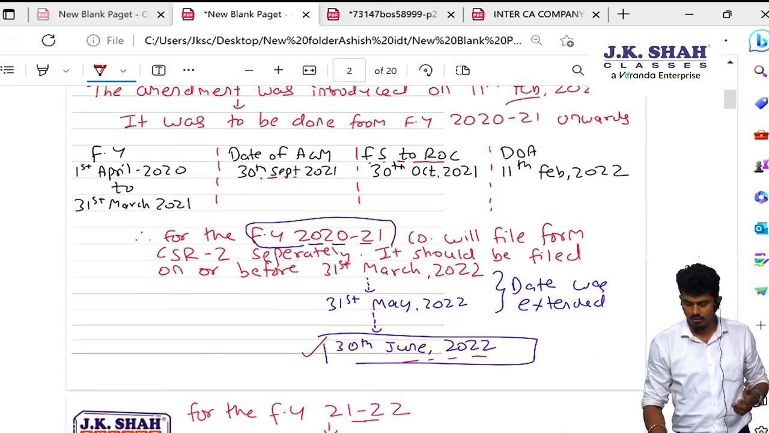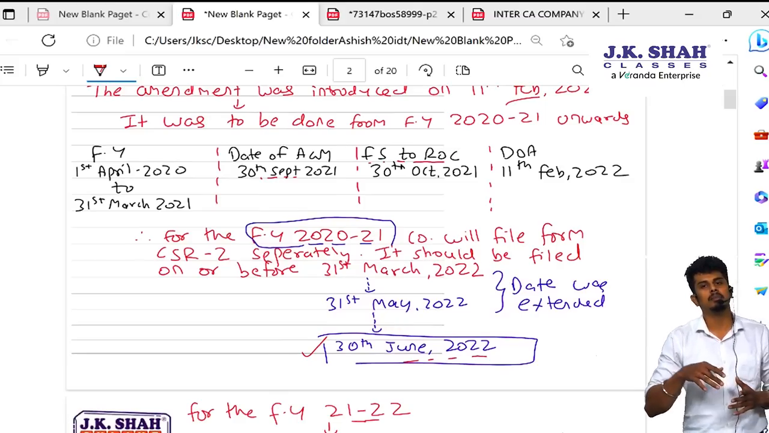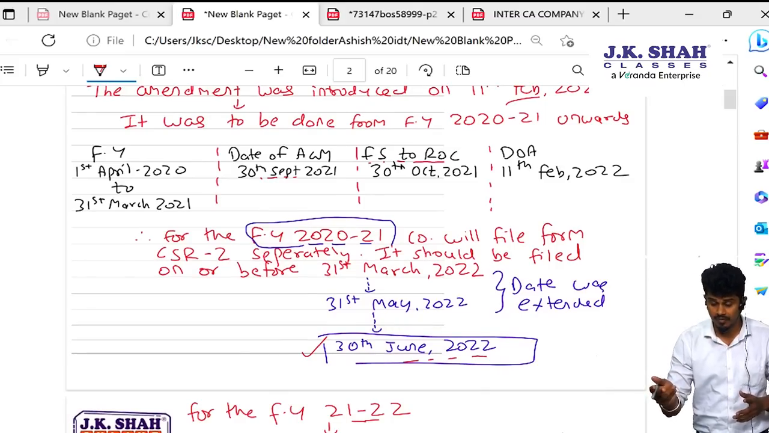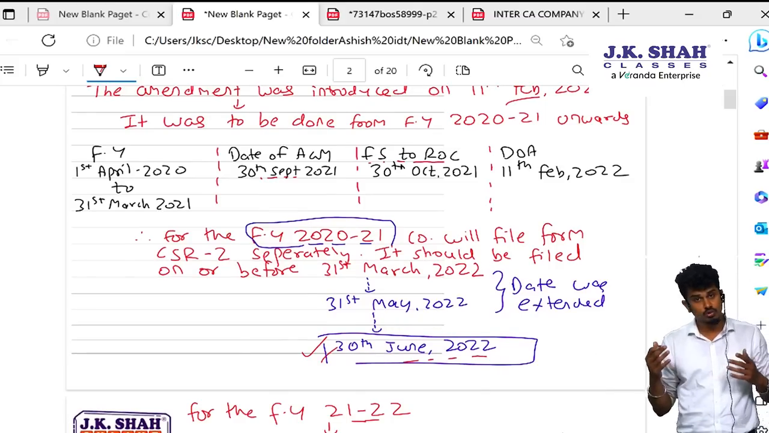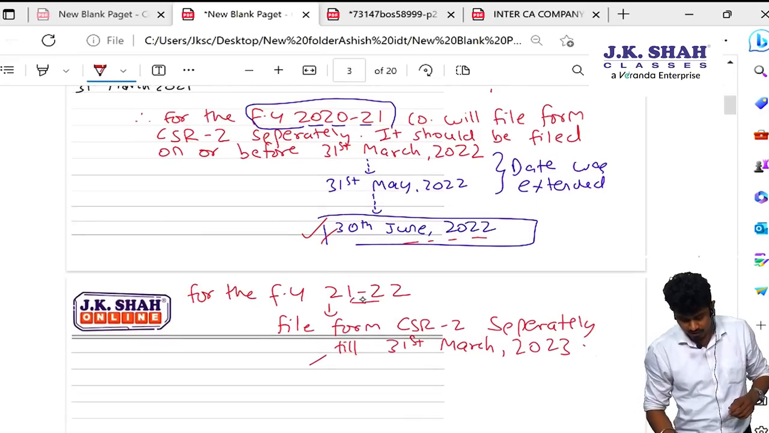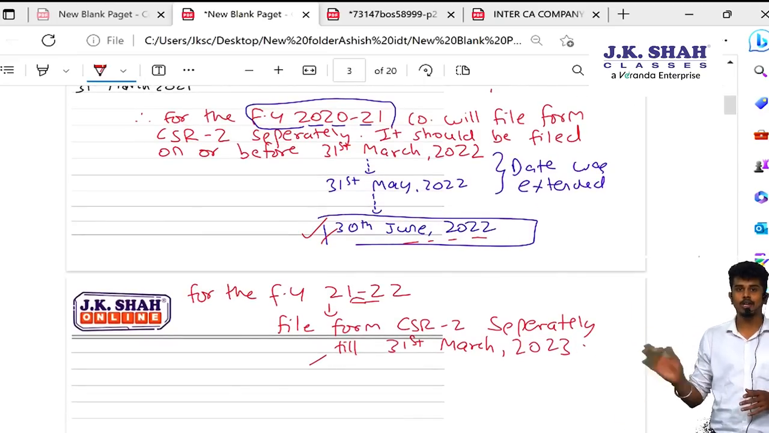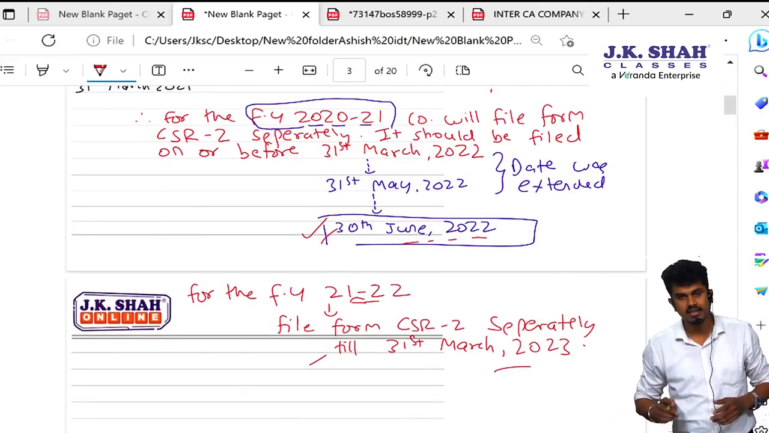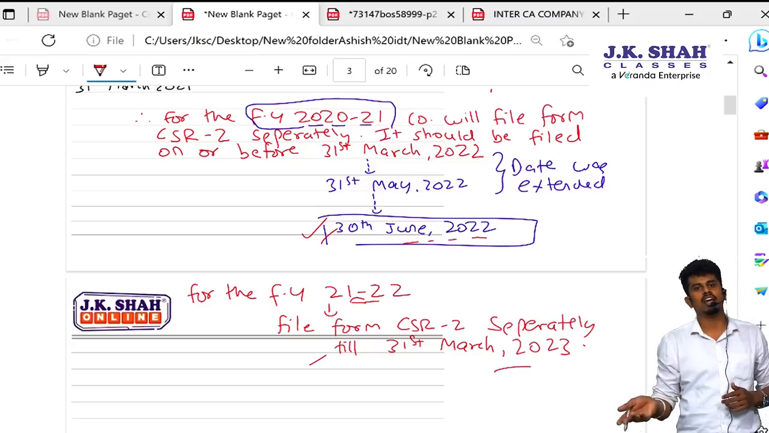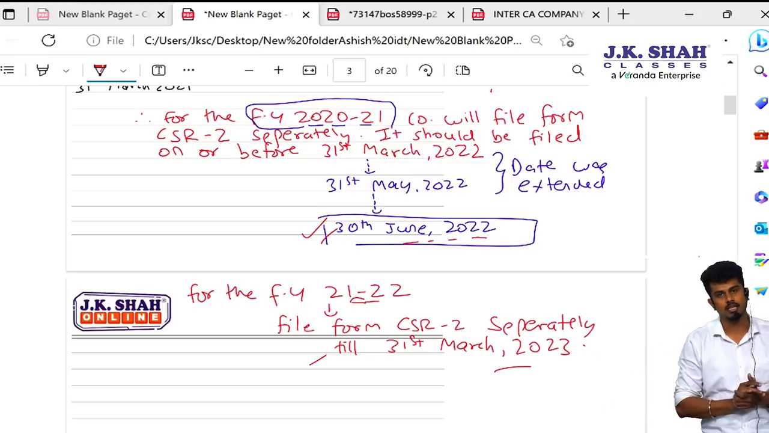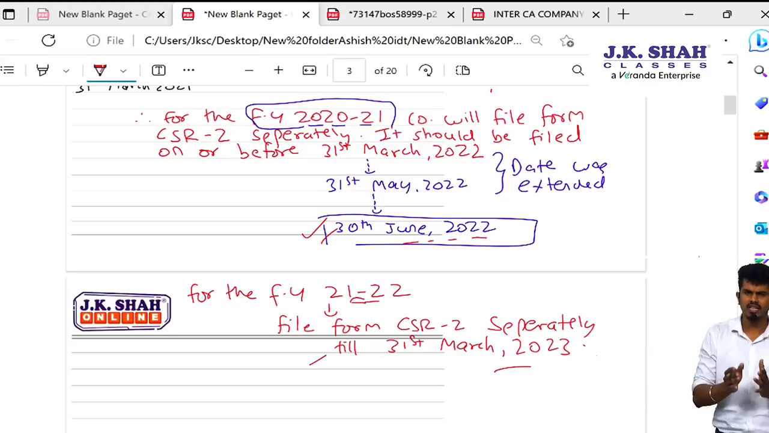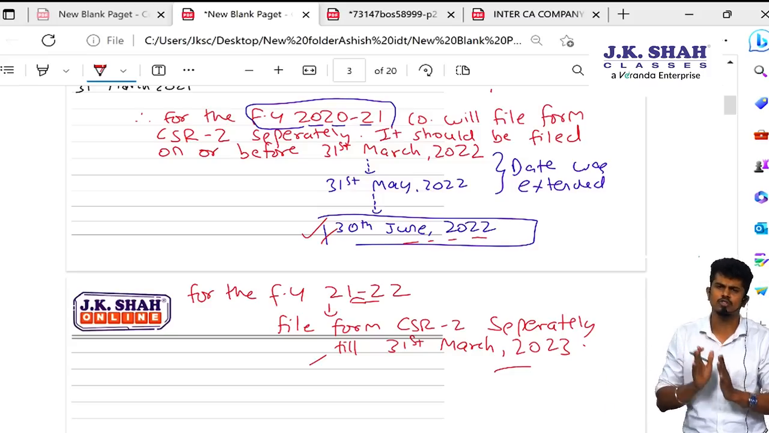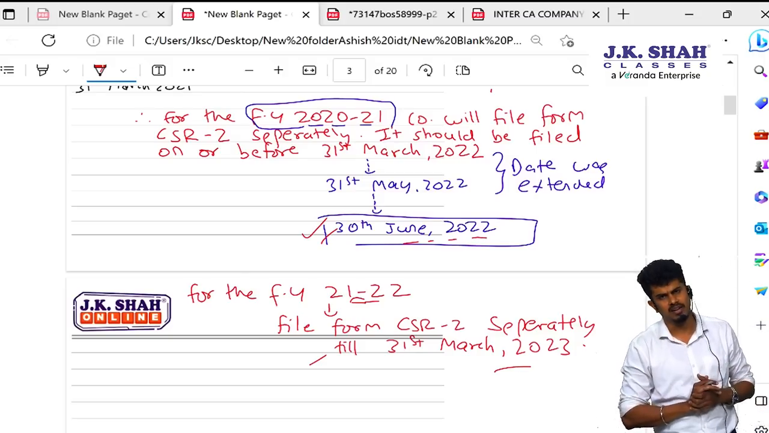So therefore, they told us to please file separately by 31st March 22. But again, they extended the period till 30th June 2022. Therefore, for year 21-22, they had to extend the period till 31st March 23. And we should file separately and not along with the financial statement. Going ahead, obviously, we'll have to file along with the financial statement. But as of now, we can file separately.